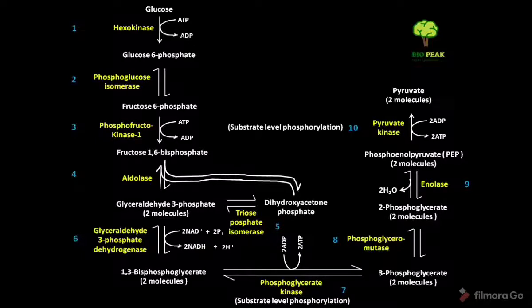These two pyruvate molecules are then converted into two molecules of acetyl coenzyme A, which will take part in two different TCA cycles. So, the net gain of ATP in glycolysis is equal to 4 ATP minus 2 ATP, which is equal to 2 ATP. And the number of CO2 evolved in glycolysis is equal to 0.